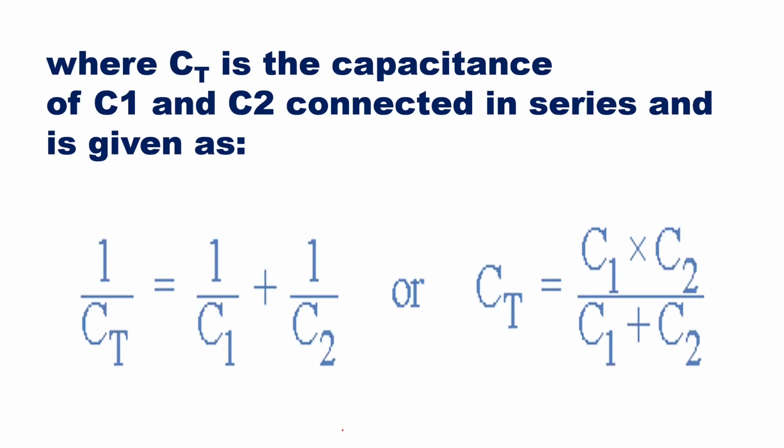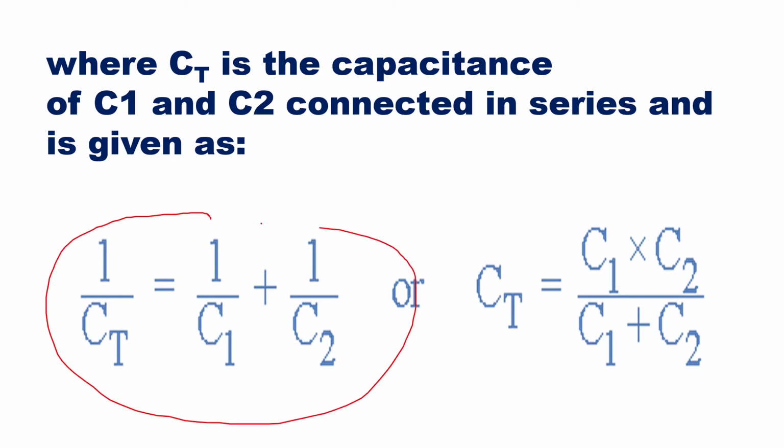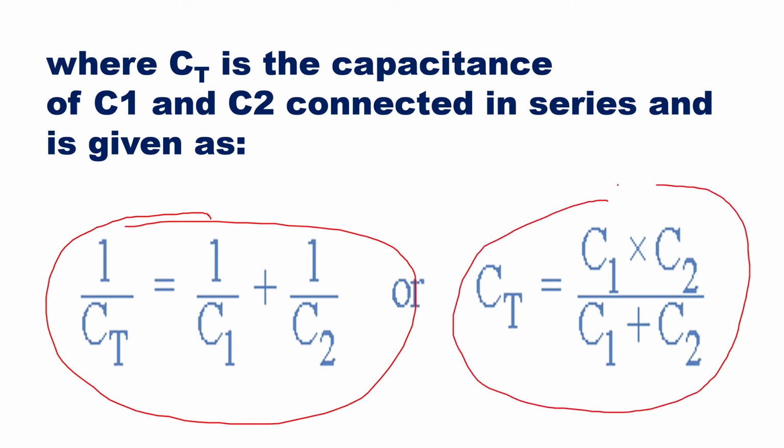Where CT is the capacitance of C1 and C2 connected in series, and it is given as 1 upon CT equal to 1 upon C1 plus 1 upon C2. Or it can also be given as CT equal to C1 into C2 upon C1 plus C2. This is the simple formula when capacitors are connected in series.